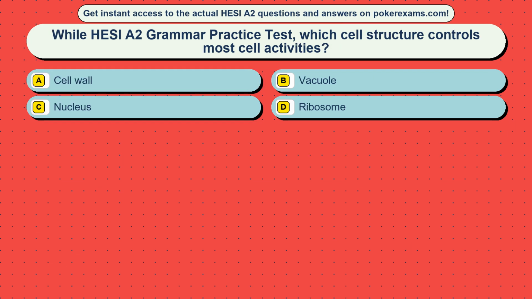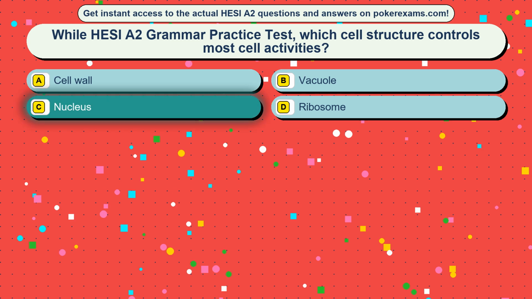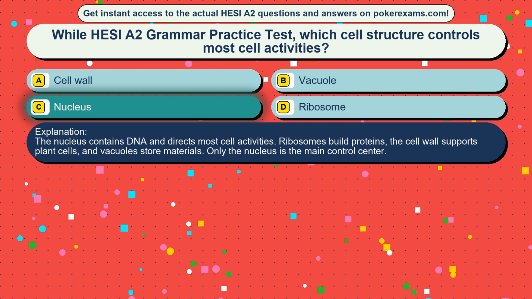Question 47. While HESI A2 grammar practice test, which cell structure controls most cell activities? Option A, cell wall. Option B, vacuole. Option C, nucleus. Option D, ribosome. The correct answer is option C, nucleus. The nucleus contains DNA and directs most cell activities. Ribosomes build proteins, the cell wall supports plant cells, and vacuoles store materials. Only the nucleus is the main control center.